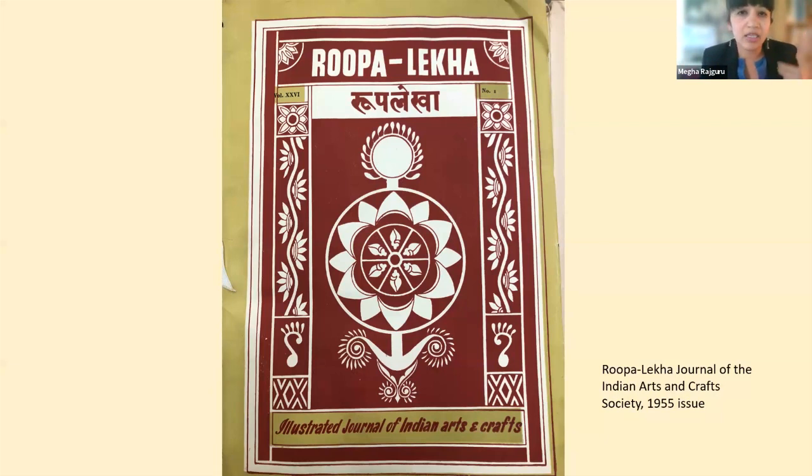So this is Rooplekha, the Journal of Indian Arts and Crafts Society, and here's a 1955 issue, which is in the British Council archive. And this is a very important example, which highlights how images, ideas, and objects and the exchanges between Britain and India, but also India and other nations, were actually presented in this journal. So this became a space where the British Council was sharing knowledge about British art and design.